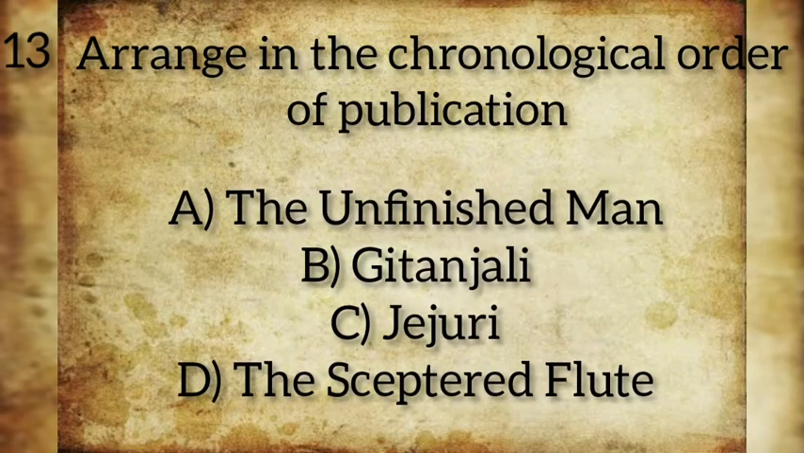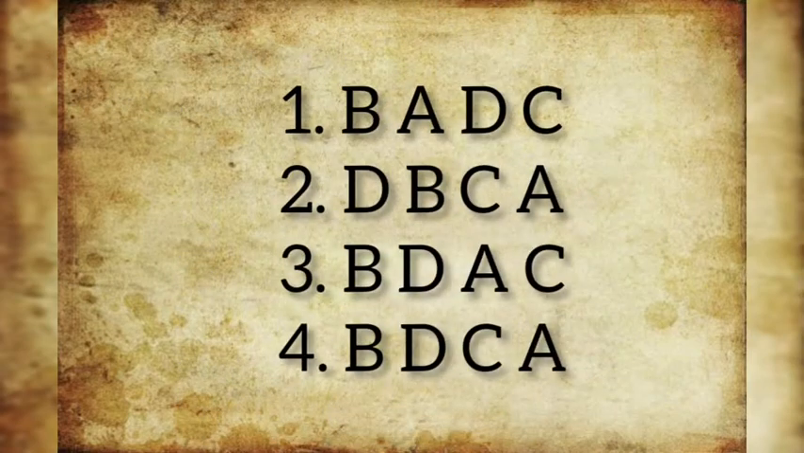Question number 13. Arrange in the chronological order of publication. A. The Unfinished Man. B. Gitanjali. C. Jejuri. D. The Sceptred Flute. And the options are option number 1, B, A, D, C, 2, D, B, C, A, 3, B, D, A, C, and 4, B, D, C, A.